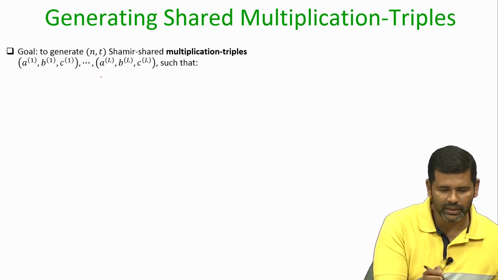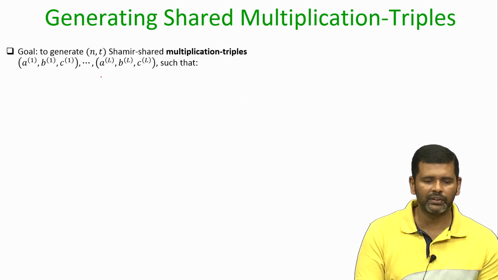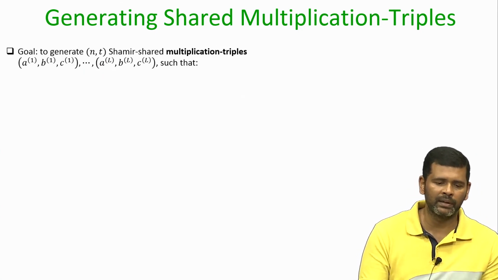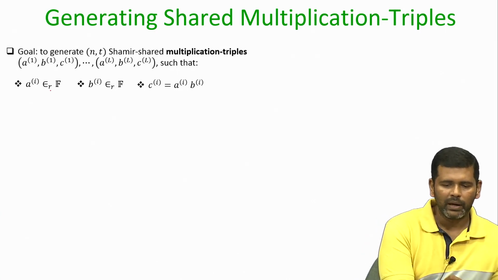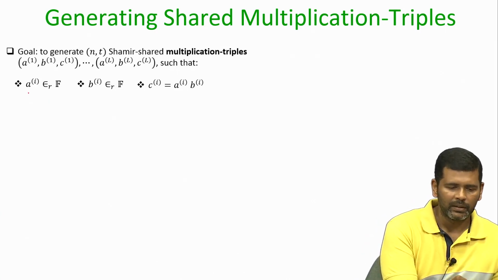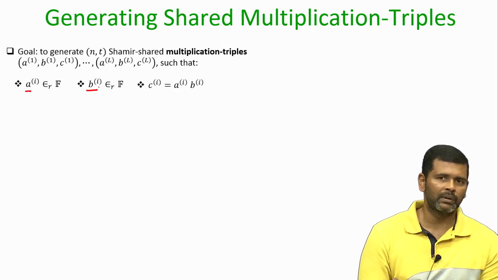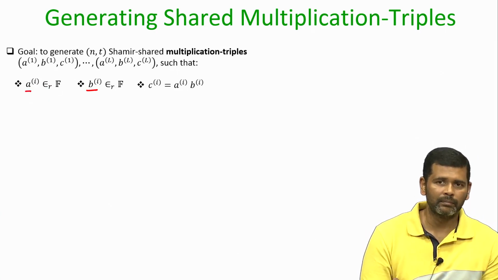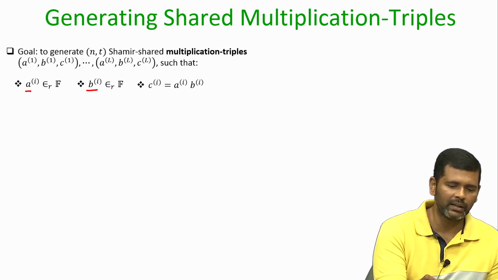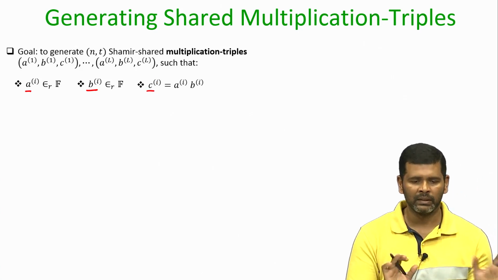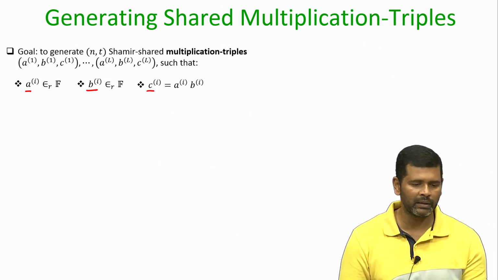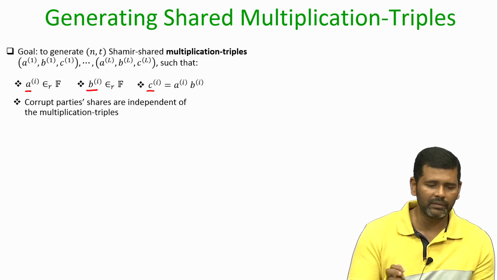So, the goal is to generate L number of secret shared random multiplication triples, where L is some parameter. What do I mean by shared random multiplication triples? The A component and the B component of the triple should be uniformly random and picked independently, and the C component should be the product of the corresponding A and B components. That is what I mean by A, B, C being random multiplication triples.